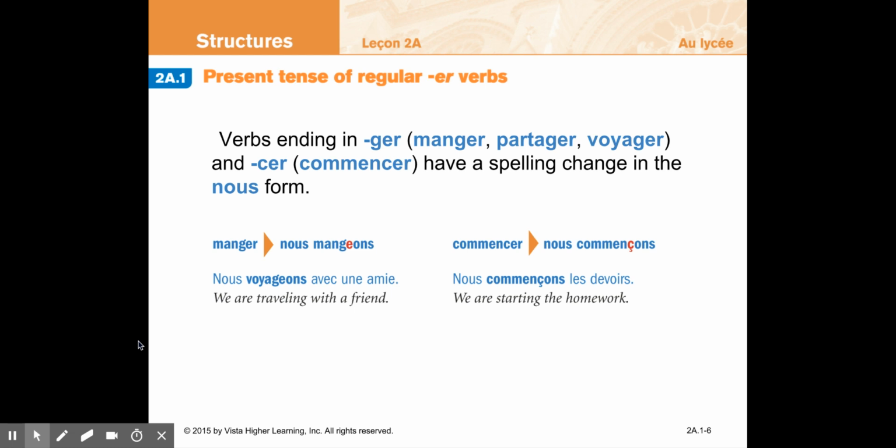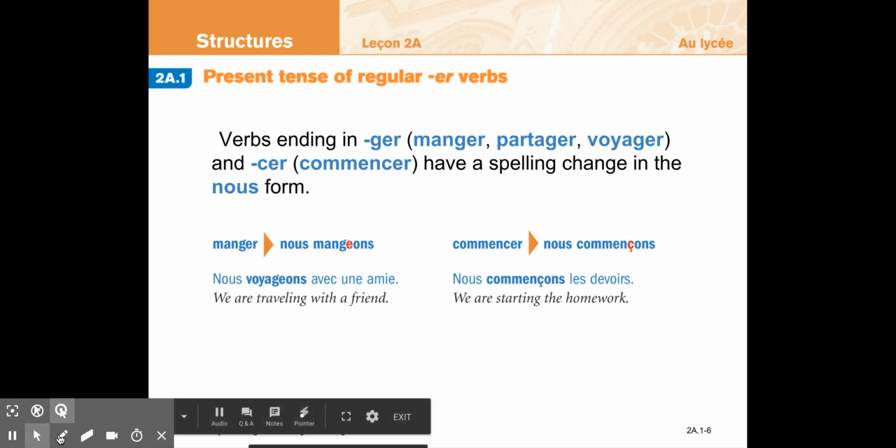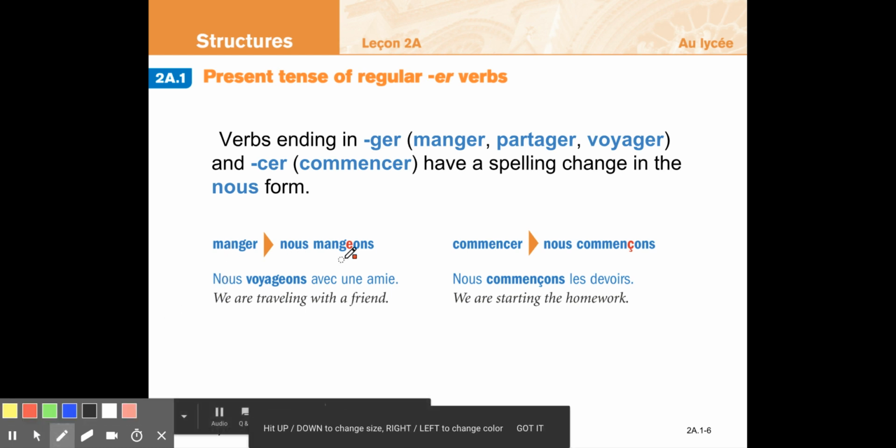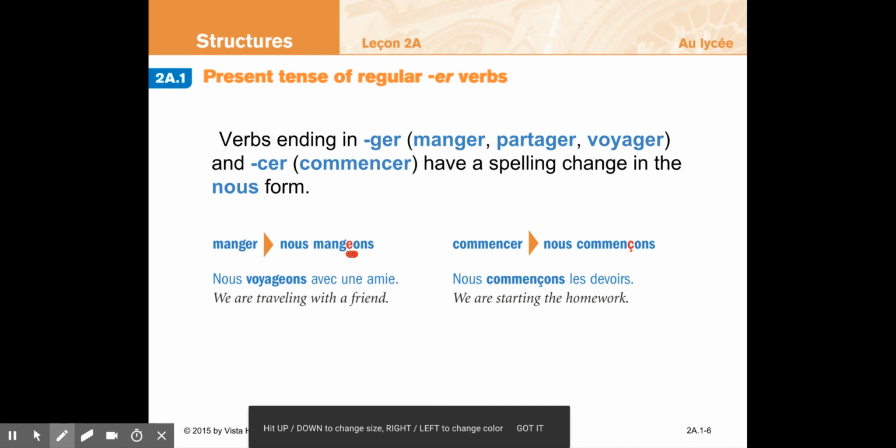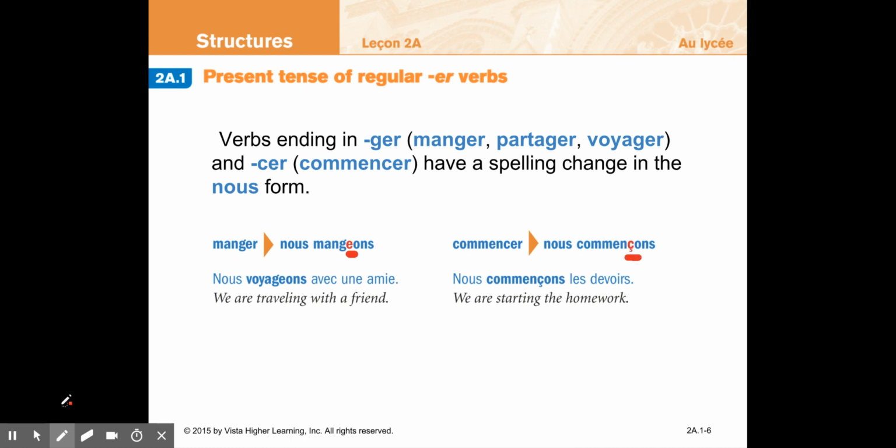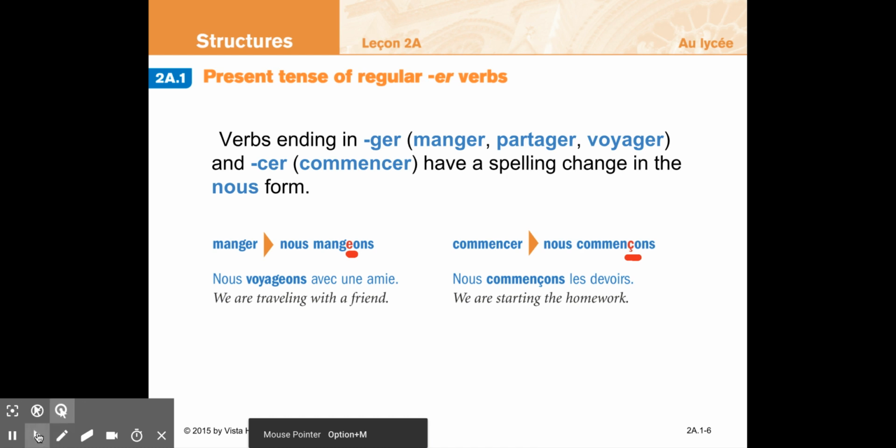Verbs that end in GER, like manger, partager, or voyager, or verbs that end in CER, like commencer, have a weird spelling change in the nous form, in that for GER verbs, they get an E after it. So note here, we have manger becomes "nous mangeons" with that extra E there at the end. And commencer becomes "nous commençons," and that C gets a cedilla.